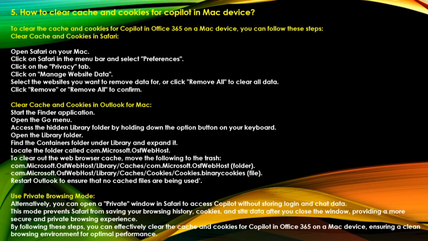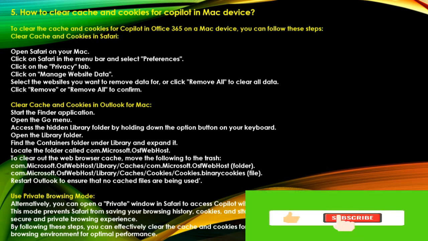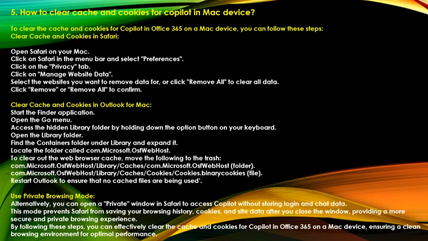How to clear cache and cookies for Copilot on a Mac device. To clear the cache and cookies for Copilot in Office 365 on a Mac device, you can follow these steps. Clear cache and cookies in Safari. Open Safari on your Mac. Click on Safari in the menu bar and select Preferences. Click on the Privacy tab. Click on Manage Website Data. Select the websites you want to remove data for, or click Remove All to clear all data. Click Remove or Remove All to confirm.